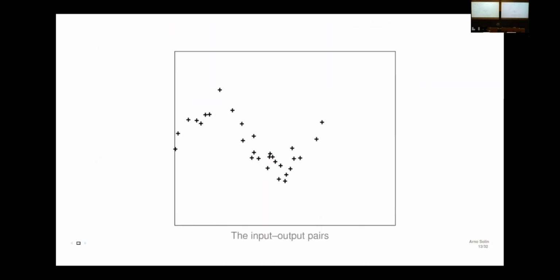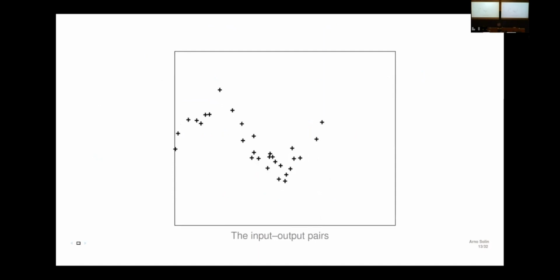So now this is the data. This is the input-output pairs that we are given. And then if we choose a typical choice for the GP prior, we can then solve the GP inference problem.